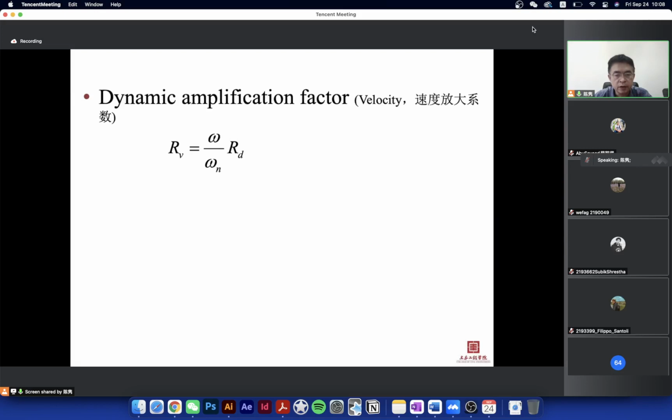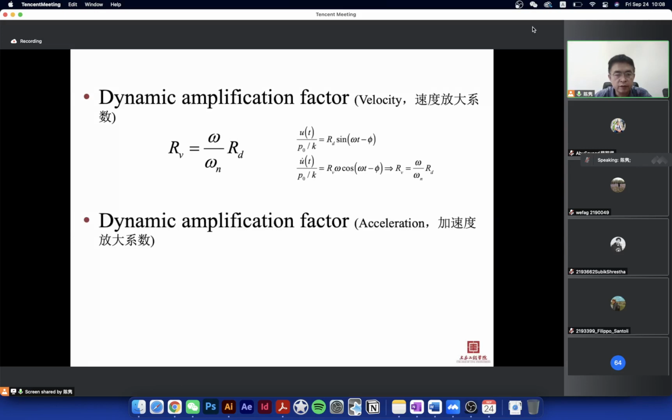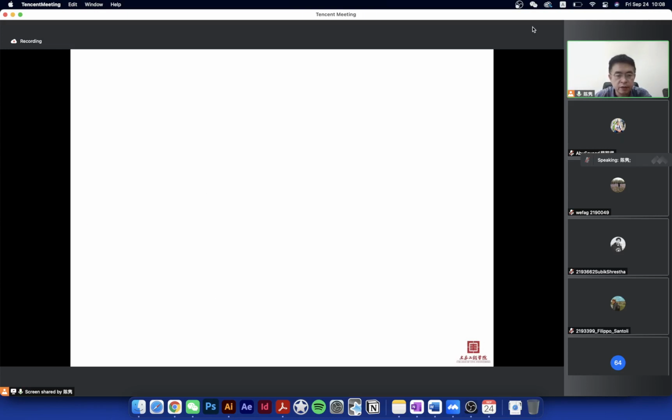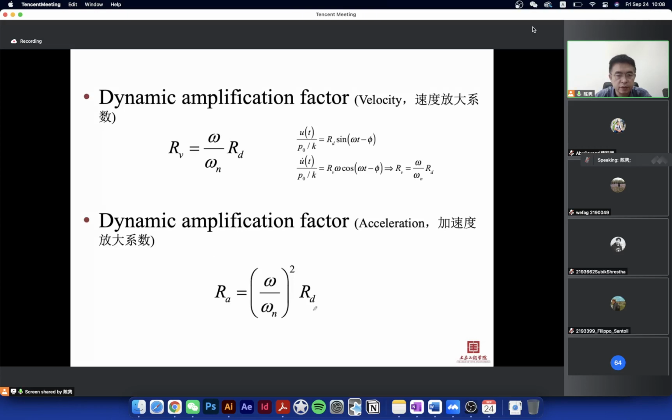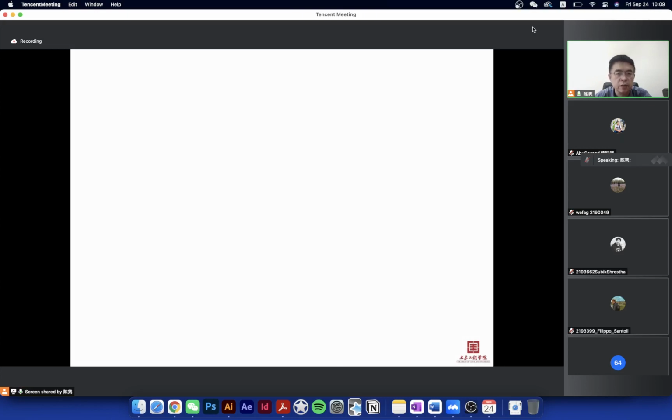And we also can have velocity factors and acceleration factors. I will not give you the detail, just the expressions. If you have questions, you can ask later to explain these two factors. For now, you just need to know this is beta, which means RD times beta equals RV. This is for velocity, and this is for acceleration. So beta squared times RD equals RE.